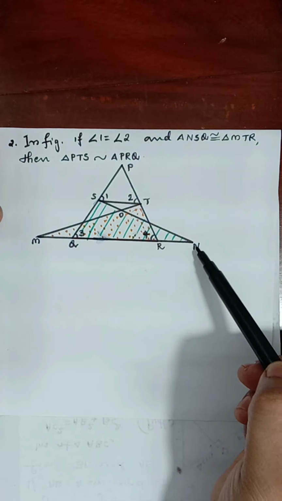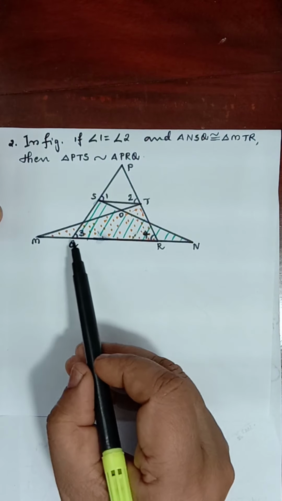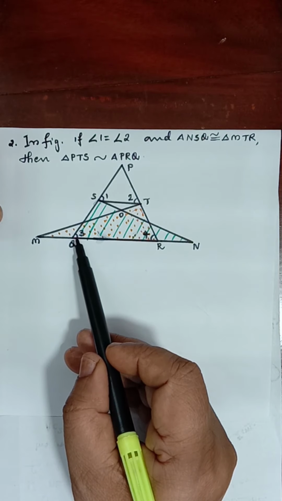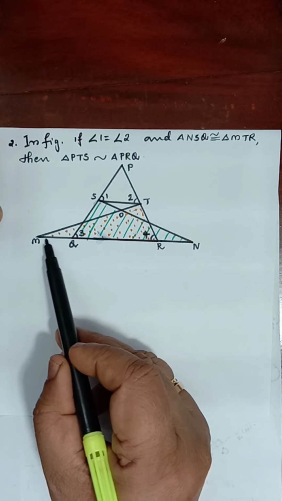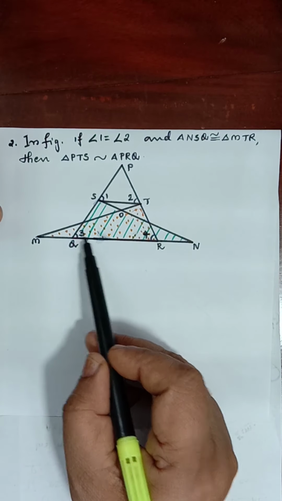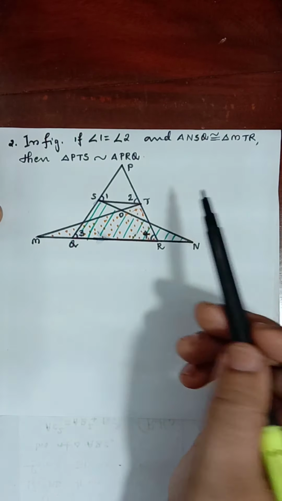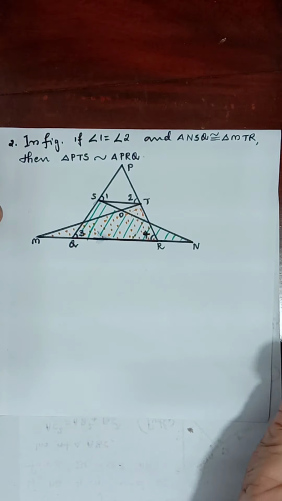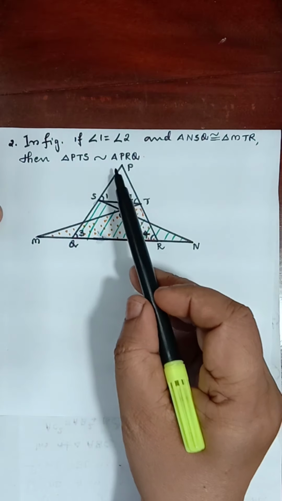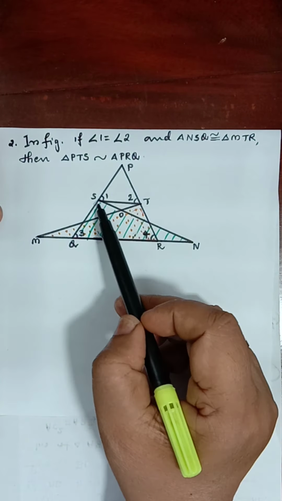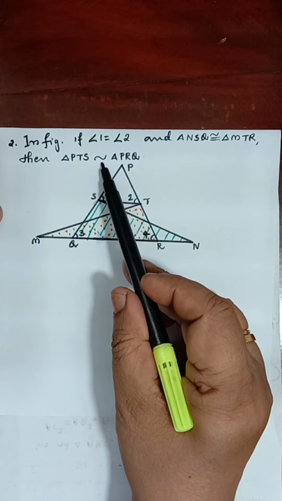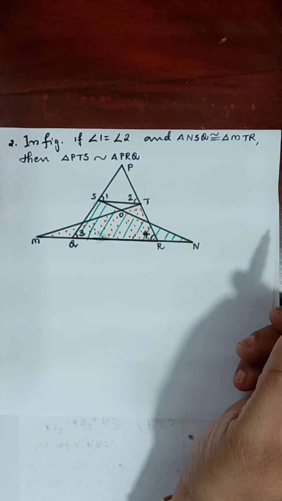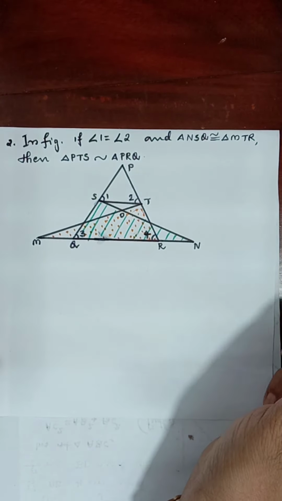Here NSQ, you can see NSQ triangle. Here you can see angle 3, for NSQ. MTR is congruent. So angle 4. This angle 3 will be angle 4. And already given angle 1 is equal to angle 2. By using this we will be able to prove triangle PTS, this is the triangle, first triangle, similar to PRQ. PRQ. It can be proved very easily. Let us see the steps.